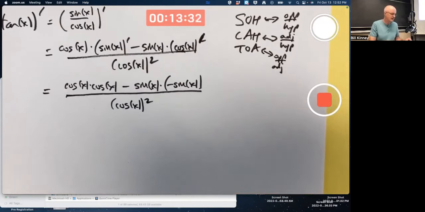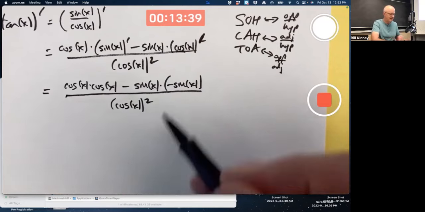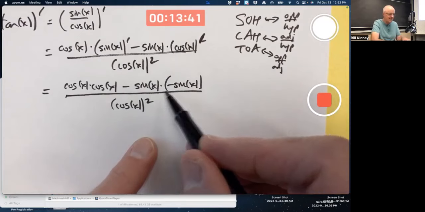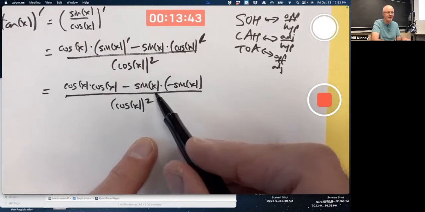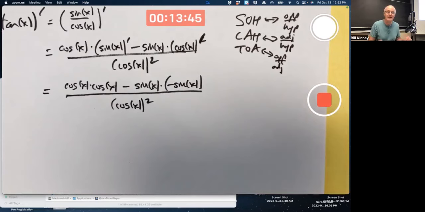You might say, Dr. Kinney, you overuse parentheses. Well, better to overuse them than to underuse them. If you did not put a dot there and did not put parentheses, then it's like sine of x minus sine of x, and that's not what we're doing. It's sine of x times negative sine of x.